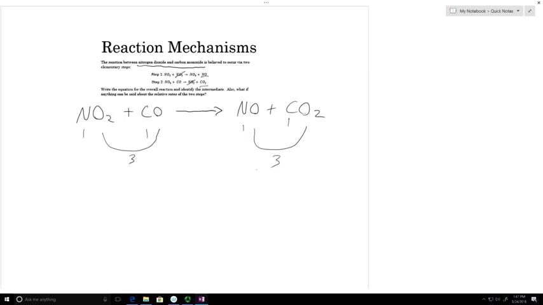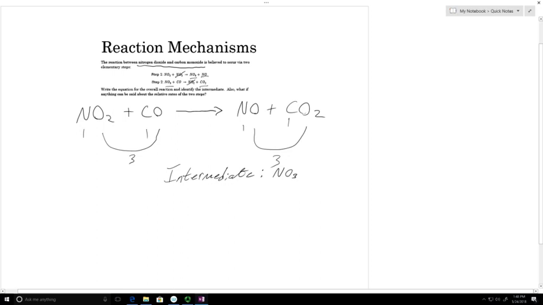The next step is to figure out the intermediate. The intermediate species is the one that appears as a product in one step and then a reactant in a subsequent step. You can see pretty readily that nitrogen trioxide is created in step 1 and consumed in step 2. So our intermediate is nitrogen trioxide.